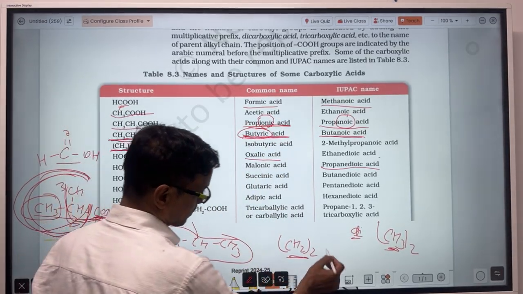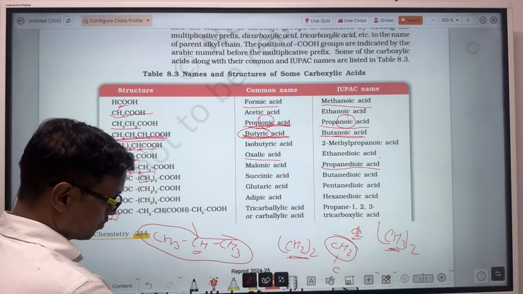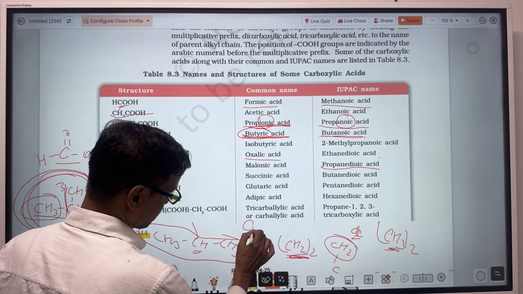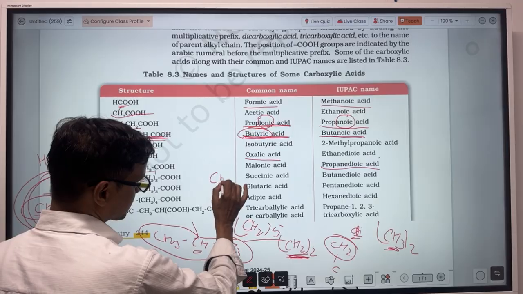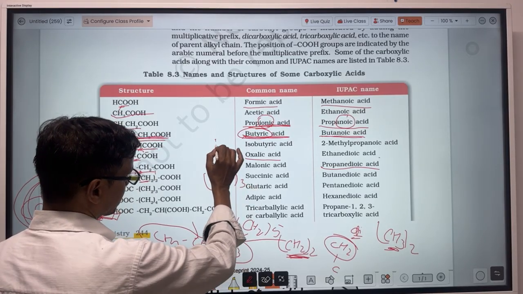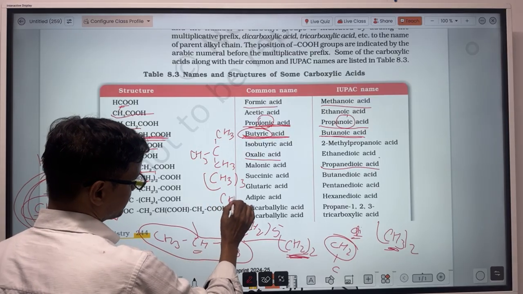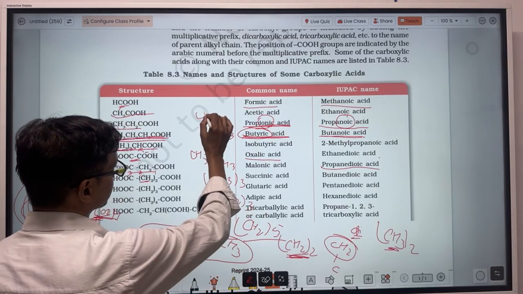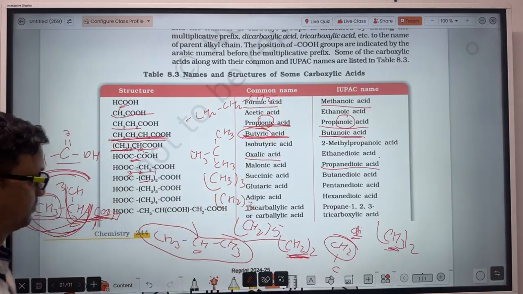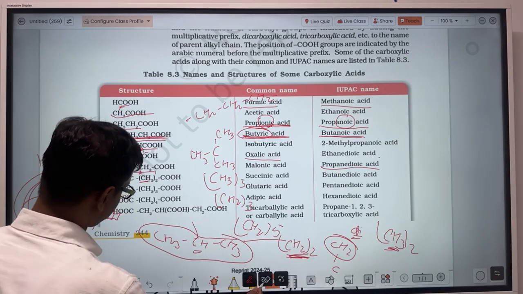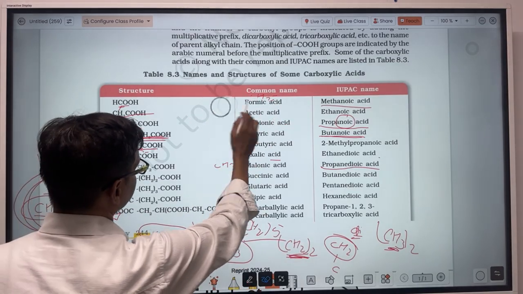Because if you write 1 CH2 here and then something after, its octet will not be complete. So CH2 whole twice means it will be in continuity. If CH2 whole 5, that means these 5 will be in continuity. CH3 whole thrice means 3 methyl groups are bonded to a carbon atom. But if there is CH2 whole thrice, that means the CH2 groups are in continuity to maintain their octet. So here CH2 whole twice means 2 CH2 bonded together, in continuity.